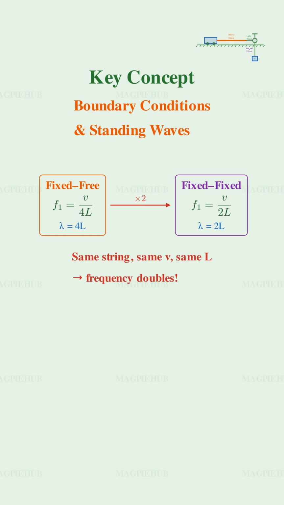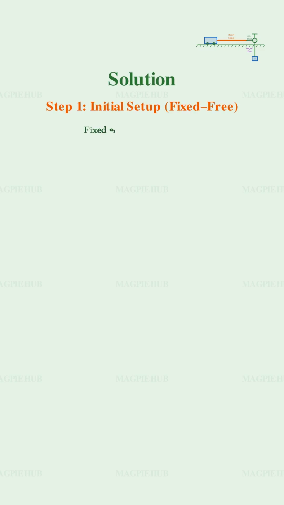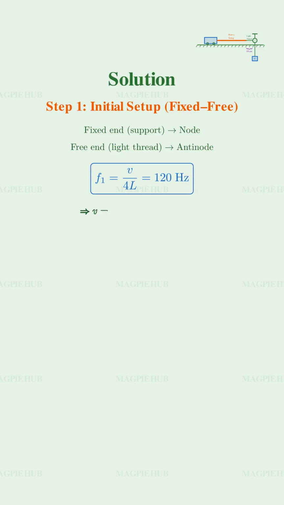A fixed end is always a node. A free end is always an antinode. For a fixed free string, the fundamental has a quarter wavelength fitting in the length, giving frequency V over 4L. For a fixed string, the fundamental has a half wavelength, giving V over 2L, exactly double the fixed free case. Step 1. Initially, the heavy string has length L, one end is fixed at the support, a node.